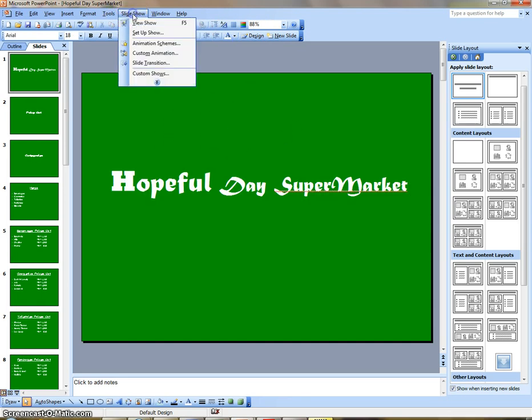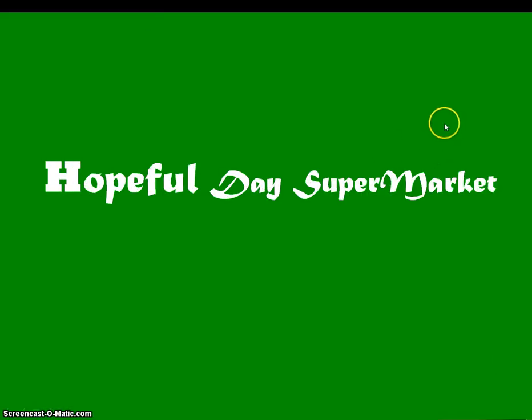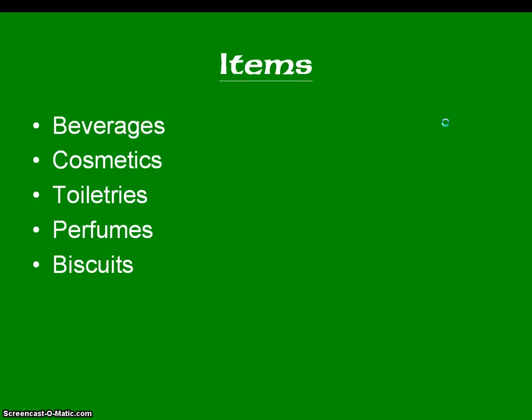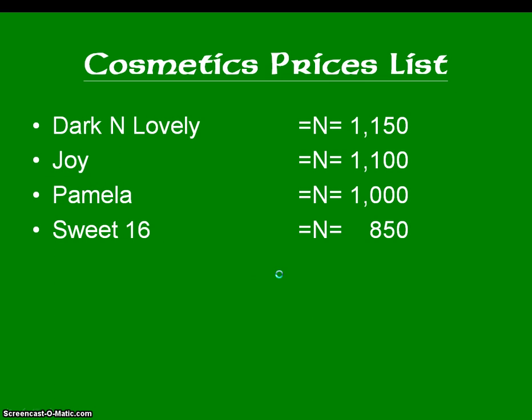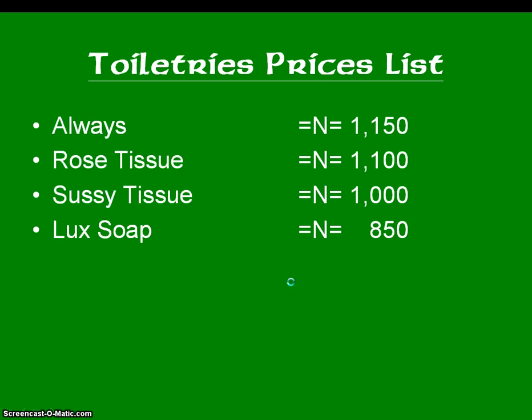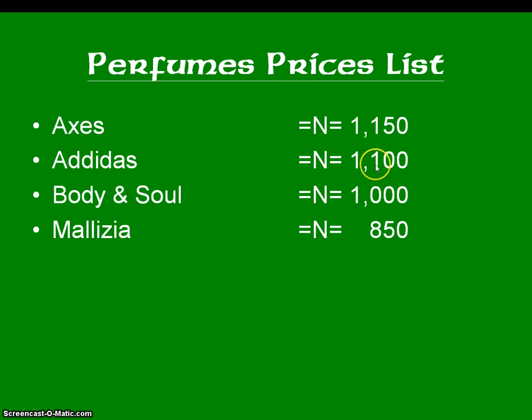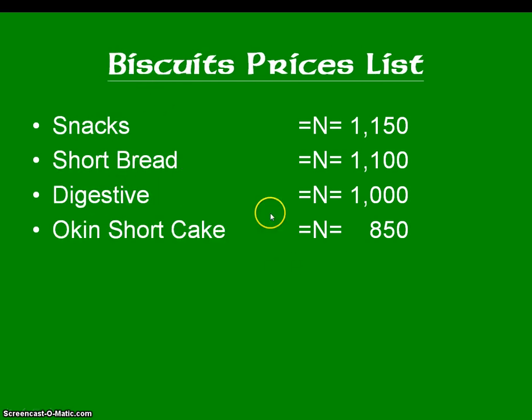Now the next thing I want to do is just view my slide. You can see Full Day Supermarket. Click price list, I click categories, I click items, and I have the beverages price list. You click again, you have cosmetics price list. You click again, you have toiletries price list. You click again, you have the perfumes price list. And you click again, lastly you have the biscuits price list.